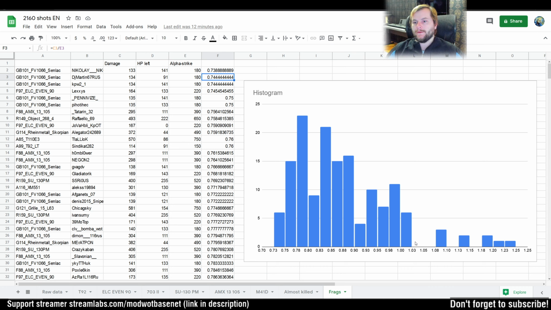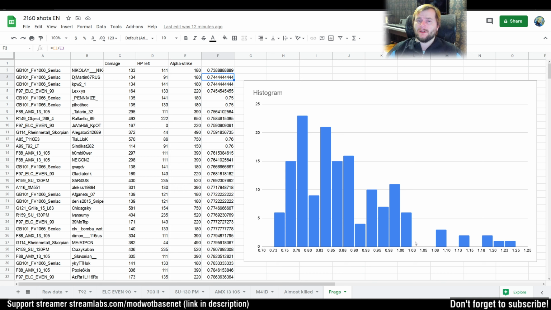And what I see is that if someone has more HP left than your alpha strike, you almost never will one-shot them. This will happen, but not so often. That's why this histogram is very shifted to the left, and you almost never make any damage which is greater than your alpha strike when you are trying to destroy an enemy.